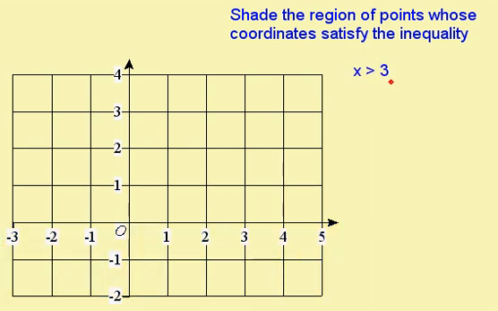For this question, I'm going to begin by drawing a dotted line for x equals 3. It's going to be dotted because I'm asked to do the inequality x is greater than 3, not x is greater than or equal to 3. I then need to shade the region of points where x is greater than 3. This will be to the right of the line.